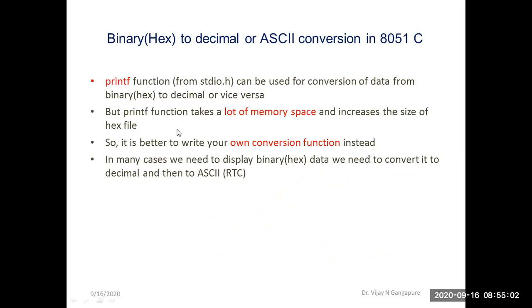Okay. So next, the conversion is binary to decimal or ASCII conversion. For that, there is a facility in the C programming language. By using this, I can directly convert binary to decimal. Okay, so the printf function from the stdio.h header file can be used for conversion of data from binary to decimal or decimal to binary, by using particular conversion characters.